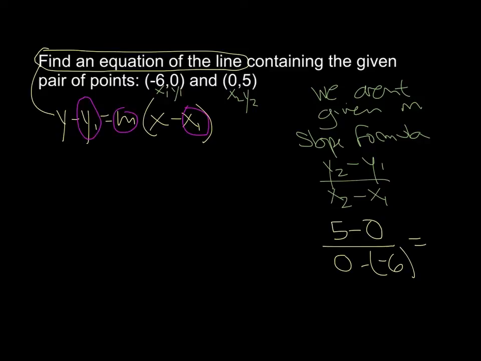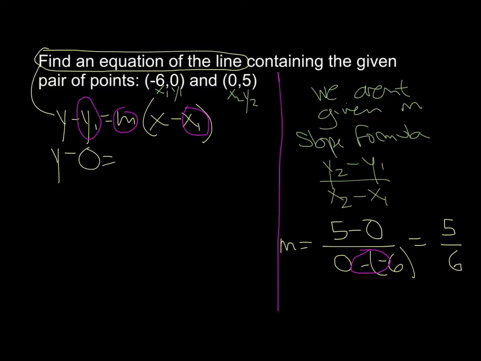So on top, 5 minus 0. And remember, on bottom, those two minuses make a plus. So basically 0 plus 6. So 0 plus 6 is 6. So 5/6 ends up being our m. So I'm going to go ahead and plug these things back into our formula. And let me draw a dividing line here. So we've got y minus y1, which was 0, equals m, which we now know is 5/6, times x minus x1.